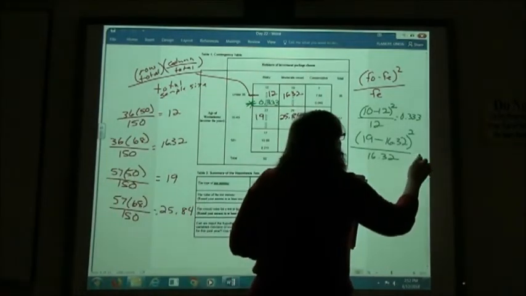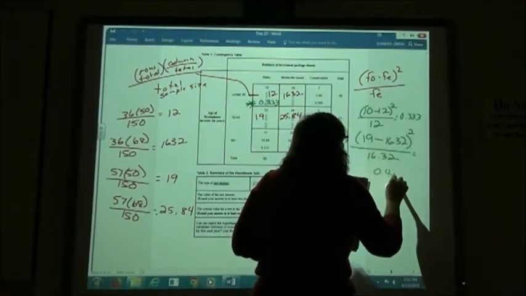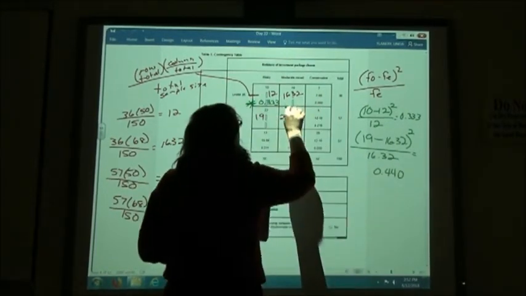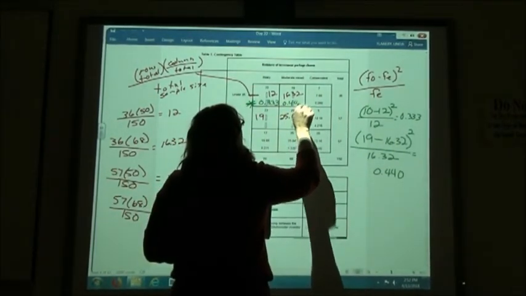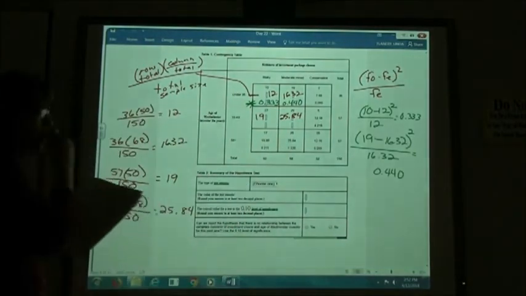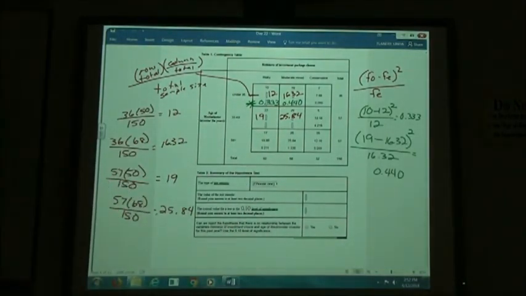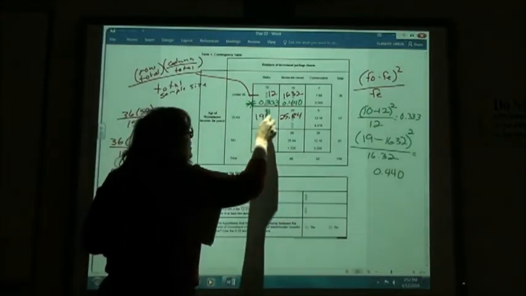If you do that calculation, you should get 0.440. Punch that into your calculator. Make sure you know how to get that number.